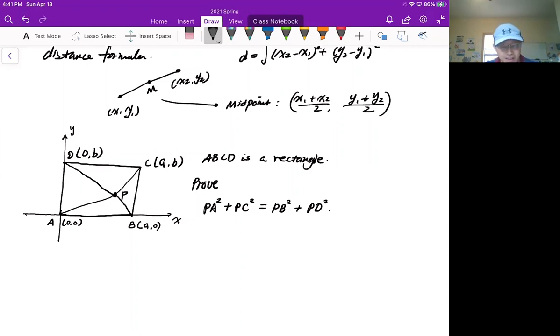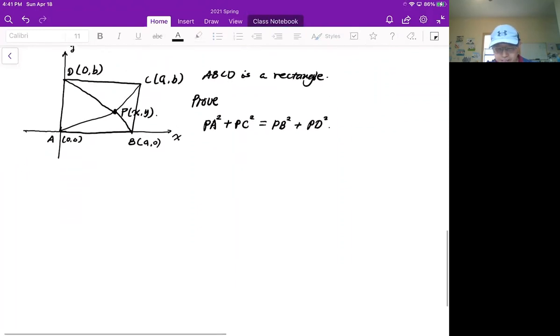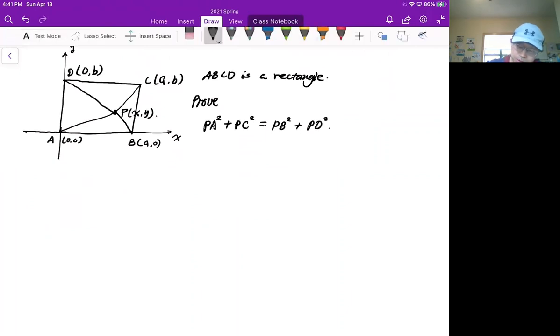Everything is good. Now, how about the P here? I just call that (x, y). Let me just call that x and y. And now the good news is that I can figure out all of the squares without any problem. So let's try that. So let's prove it.